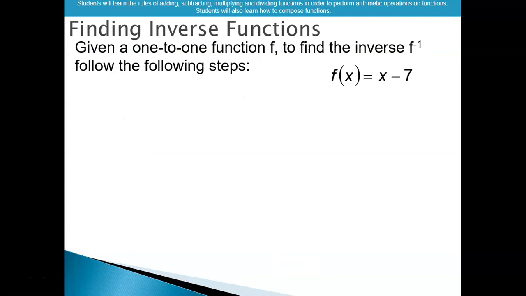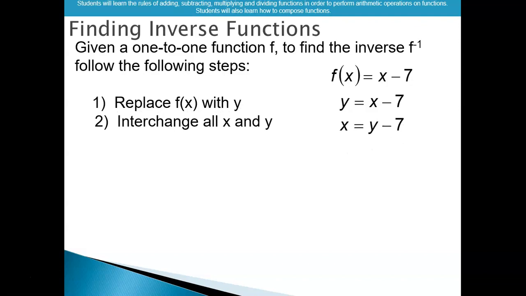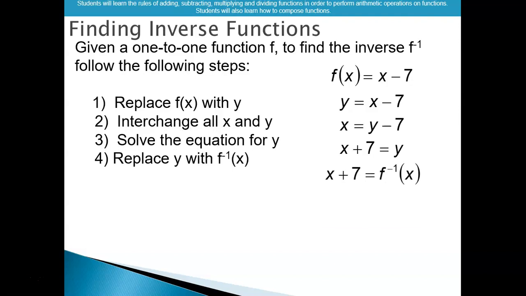Now, if they ask you to come up with the inverse, which is something they could ask you to do, what you want to be able to do is to solve for the inverse. So the first thing you do is you replace f of x with y. And then after you've done that, you switch your x and y's. And now you solve your equation for y. That should be the inverse. So then you replace your y with f inverse of x, and that is the inverse of the original function.